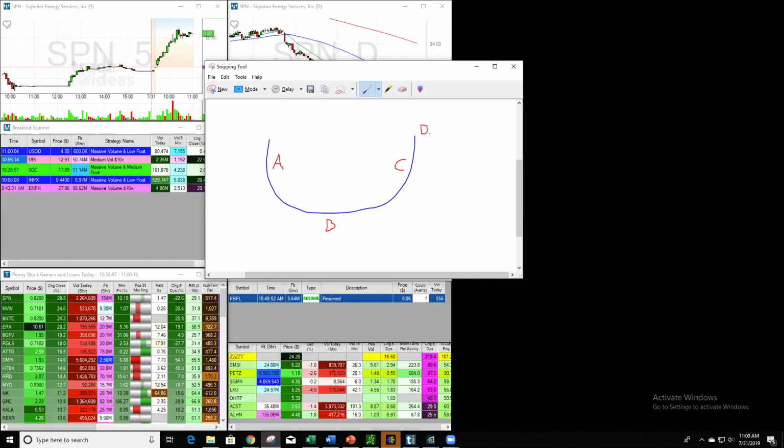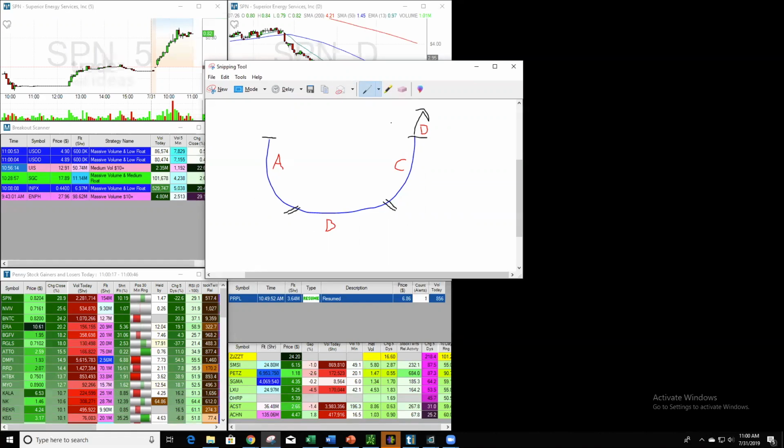If we're talking about a U-shaped pattern, we have our A wall, which is probably going to consist of this area from here to about here. We have the B wall, which consists from about here to here. We have the C wall, which consists from about here to here. And then we have the D, which is any sort of breakout to the upside.